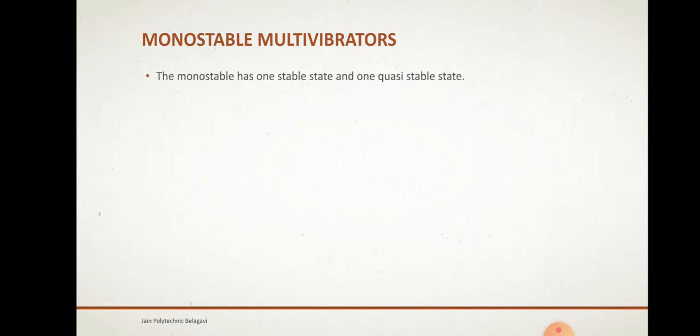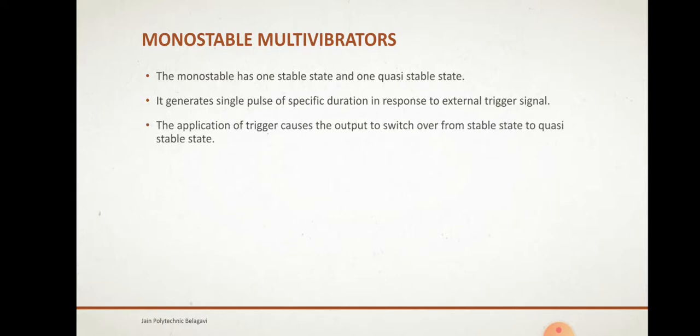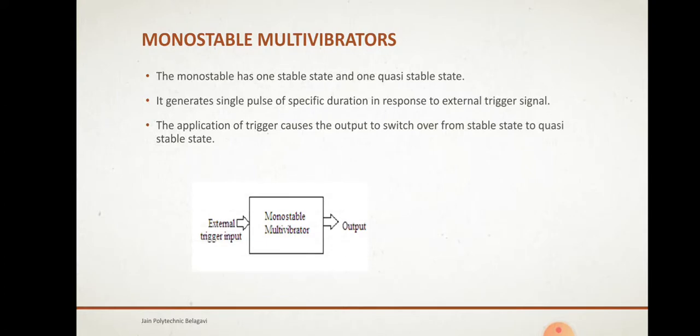Monostable multivibrator. The monostable has one stable state and one quasi-stable state. It generates a single pulse of specific pulse duration in response to an external signal. The application of the trigger causes the output to switch from the stable state to the quasi-stable state. When you apply an external trigger input to the monostable multivibrator, you will get the output here.